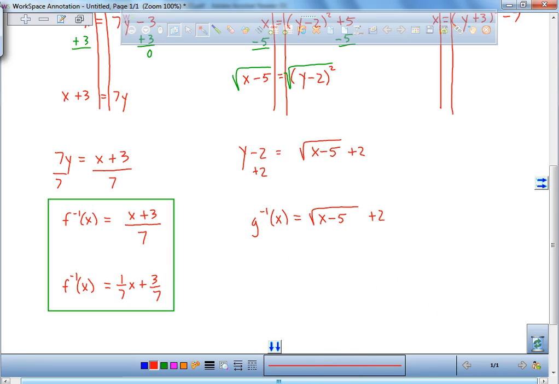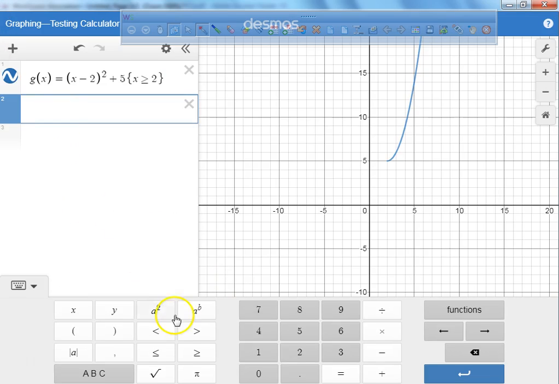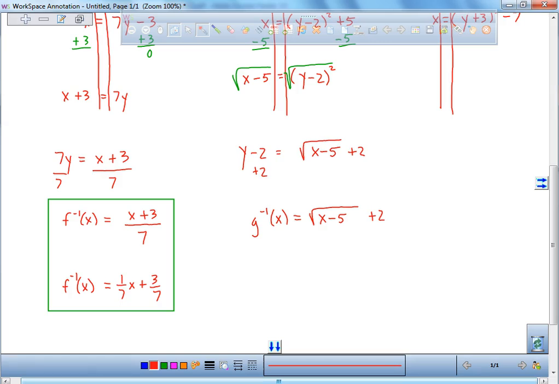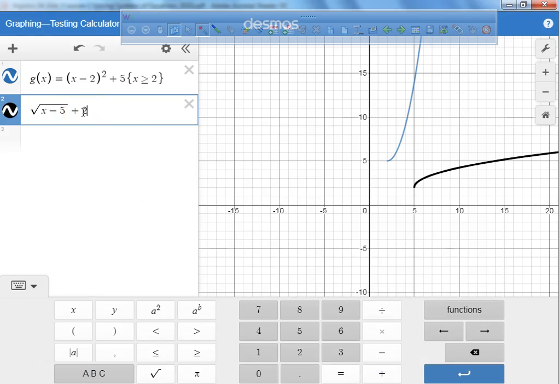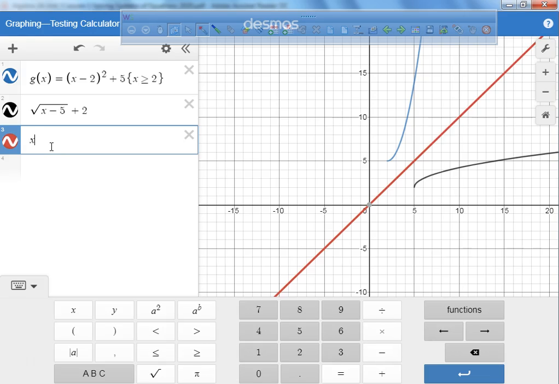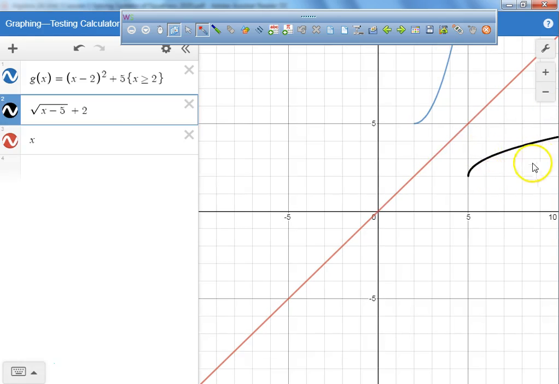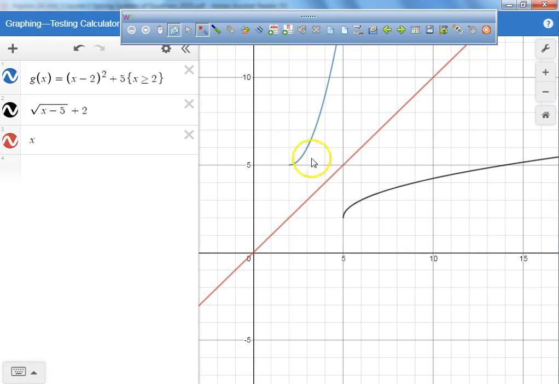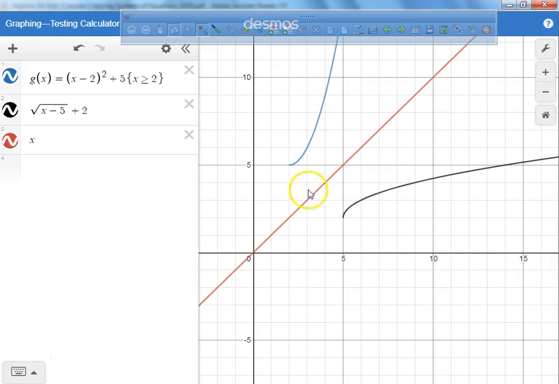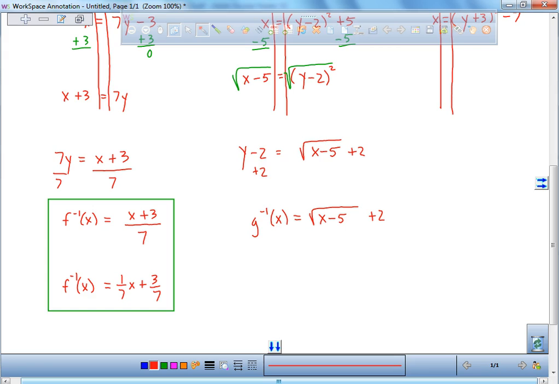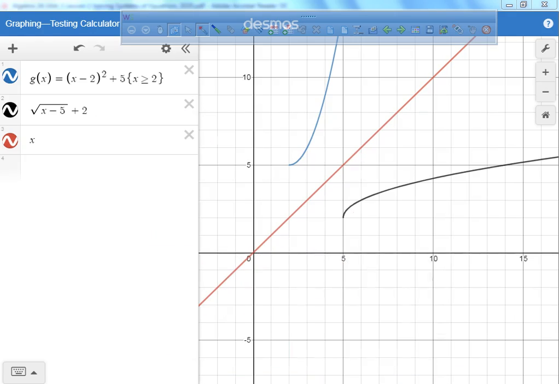So let me type it in so you guys can see this, all right? So our inverse was the square root of x minus 5, and then it was, what was it? Plus 2. Now, what do inverses always reflect across? They always reflect across y equals x. Can you guys see how these are inverses of each other? Okay? That everything goes perfectly across the line y equals x. They're reflected across y equals x. All right? X minus 5 plus 2. All right, there we go.